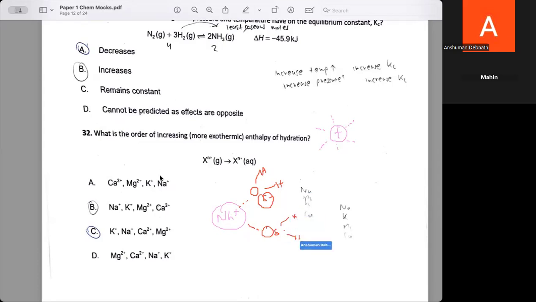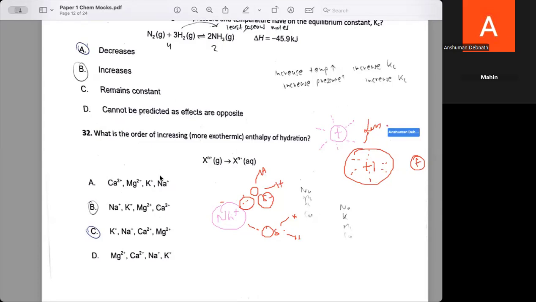Now tell me one thing: if the size of the ion is larger, will the bond be stronger? What do you feel? If the size of the ion is larger, the same unipositive charge is spread over a larger radius. So the charge density is less.